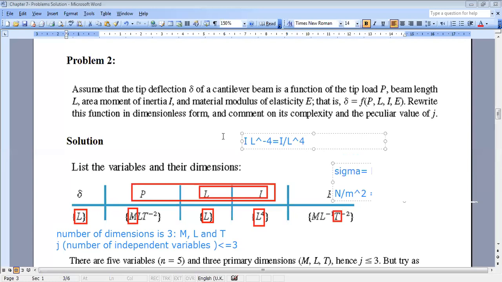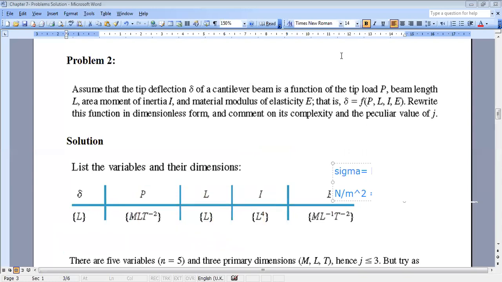Let us try another combination. If I choose, for example, delta P and L, it also will not work, because delta P and L form together a group. So if I take delta P over L, this is a group. So these 3 are not independent. Whatever combination of 3 variables you try, you will not be able to say that they are independent, because you will always find a group if you use 3 variables.